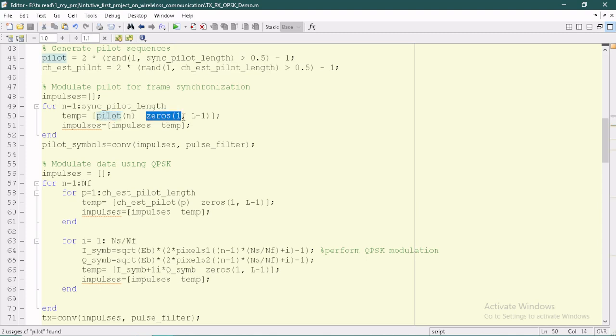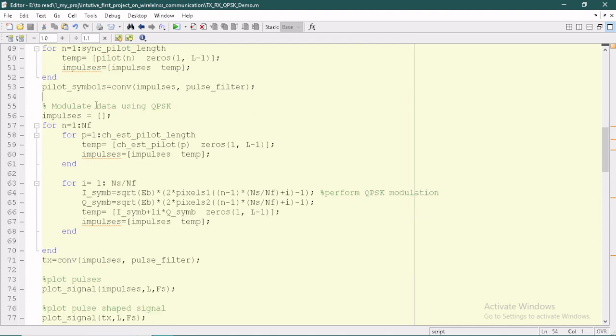We add zeros by the number of samples per symbol, so we make the symbol duration, and we append it to this impulses vector, and the loop continues until the number of pilots ends. And here we see this convolution operation that we talked about, and the pilot symbols will be pulse shaped symbols, and we'll use it later.